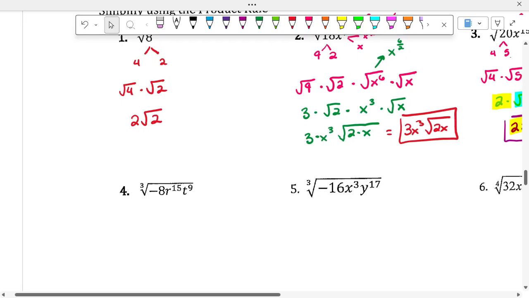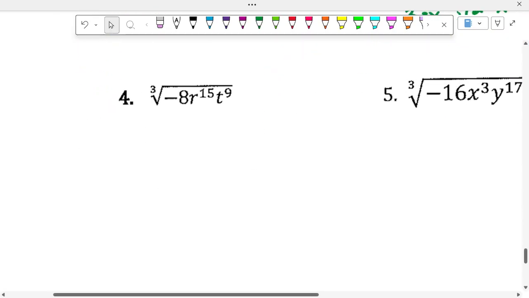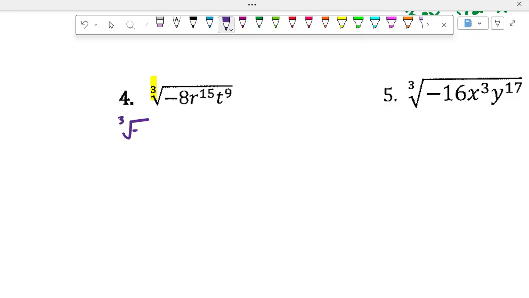All right. Now, let's try one where we're doing cubes. All right, so pay attention to the index. The index is 3. So instead of groups of 2, we're looking for groups of what? 3. So, first off, is -8 a perfect cube? Yes, so that one's easy to do. All right, so we can leave out the cube root of -8. We don't have to break it down. So if you can recognize a perfect cube, you can just go ahead and take it out.